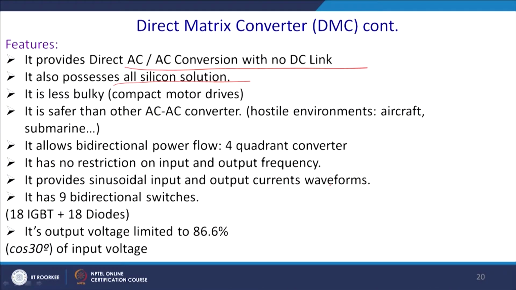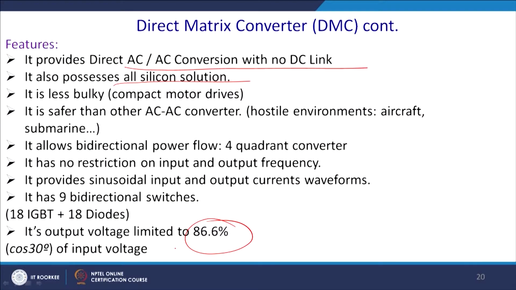It provides sinusoidal input and output current waveforms, and the size of the filter is quite low. We will show different voltage and simulation results of the matrix converter. And it has 9 bidirectional switches. So, it has 18 control switches, that is IGBT, IGCT or GTO, and 18 diodes. Its output voltage, that we shall discuss.